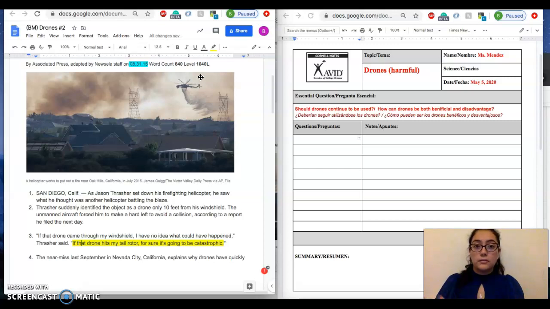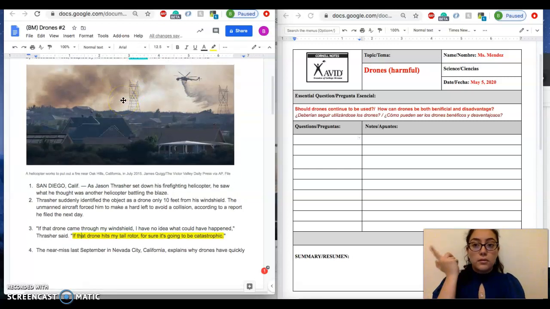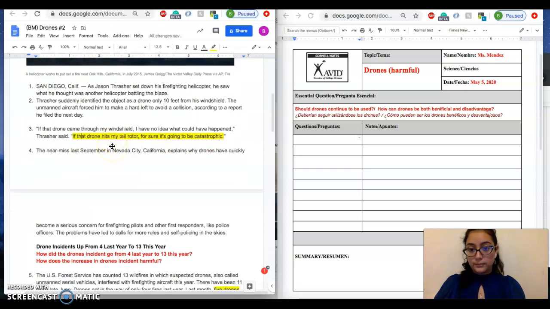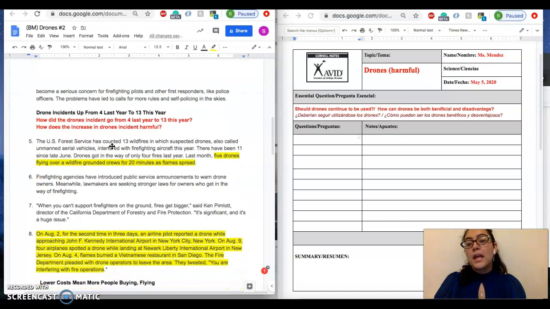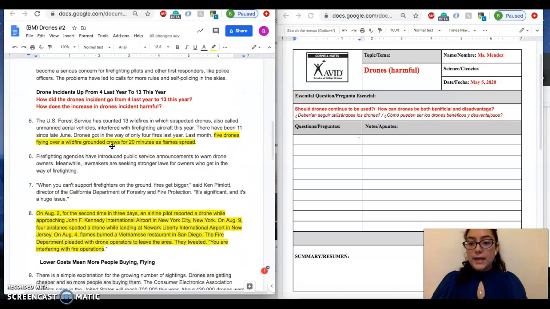We don't want that. So now we know. Collisions with drones and helicopters, no bueno. No bueno. Okay. So let's go to, I guess, the second section of the article.